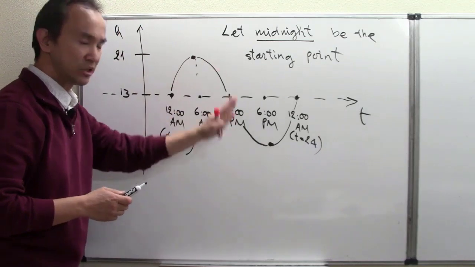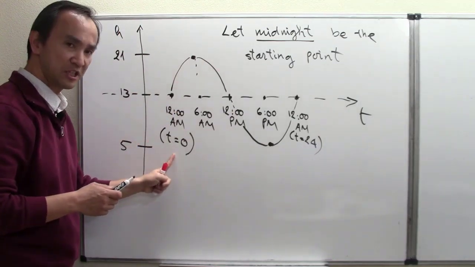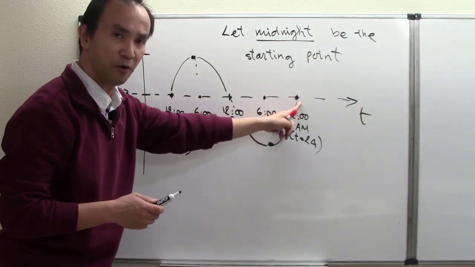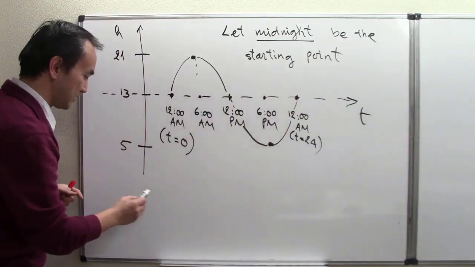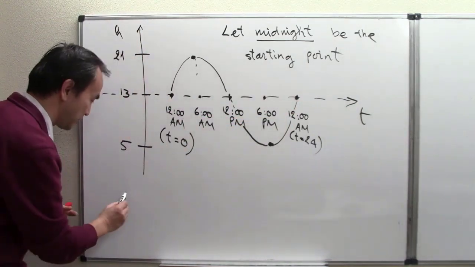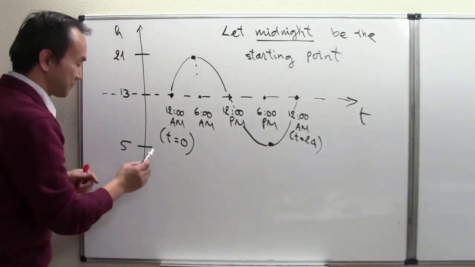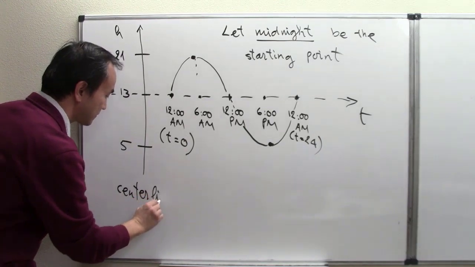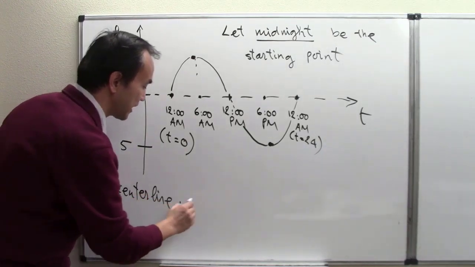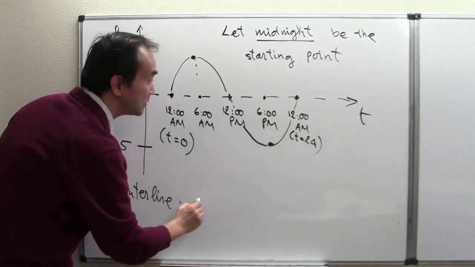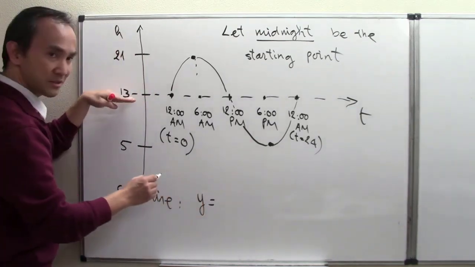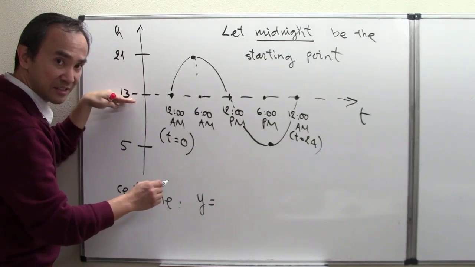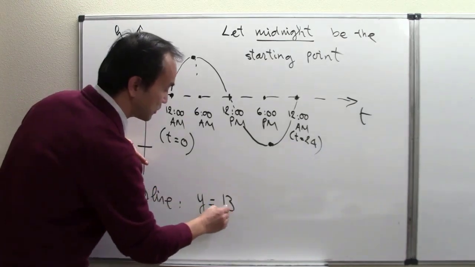Now with this basic unit, like I said, we purposely chose t equals 0 for midnight, and then t equals 24 here. So in this graph, the familiar skills you will see coming back. I have a center line for this graph. This mid-tide right here is now graphically acting as our center line, y equals 13.